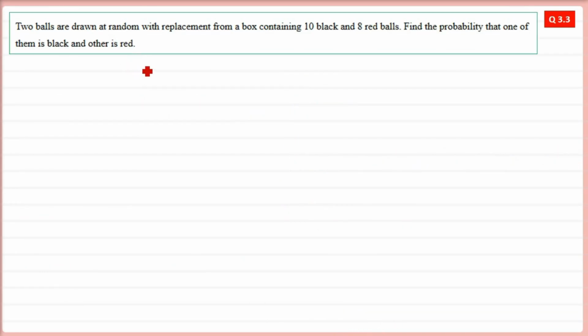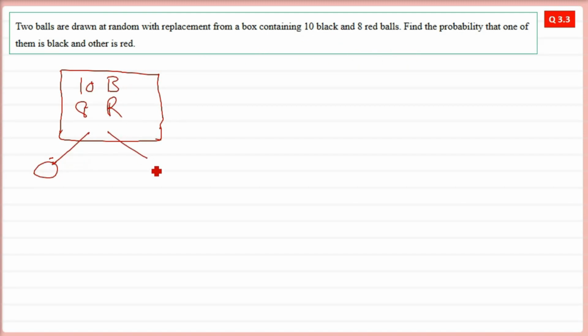Now a similar question, but here one of them is black and the other is red. If you have done 3.1 and 3.2, this question will be easier for you. The scenario here is the same: 10 are black and 8 are red. In this, one ball is being drawn, the second is also being drawn, and these are independent events because replacement is going on. Whatever is being taken out has been put back before the other ball is picked up.